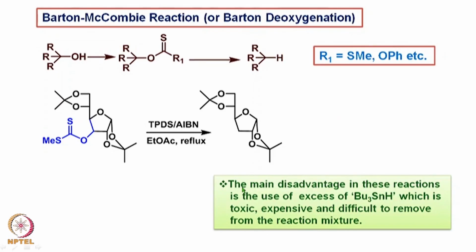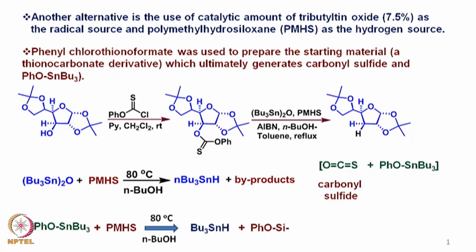However, wherever we use tributyltin hydride as a reagent, one of the main disadvantages is that we have to use an excess of tributyltin hydride, which is toxic, expensive, and very difficult to remove from the reaction mixture. It is in that context I also mentioned another alternative: usage of a catalytic amount of tributyltin oxide, that is 7.5%, as the radical source, in the presence of polymethylhydrosiloxane as the hydrogen source.